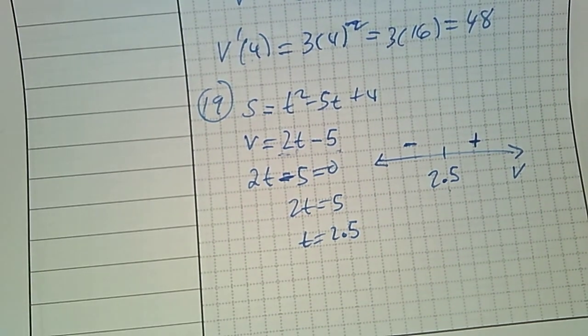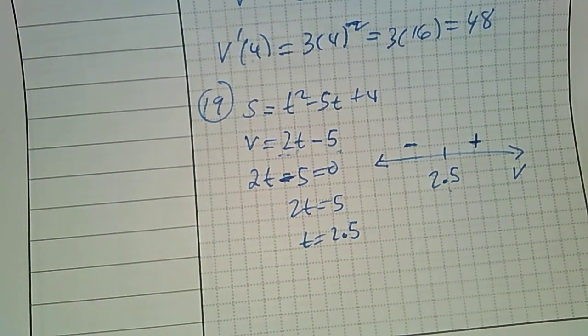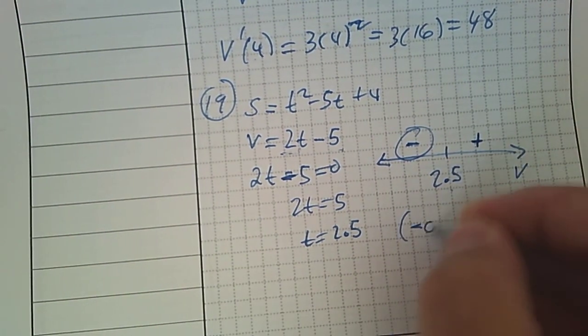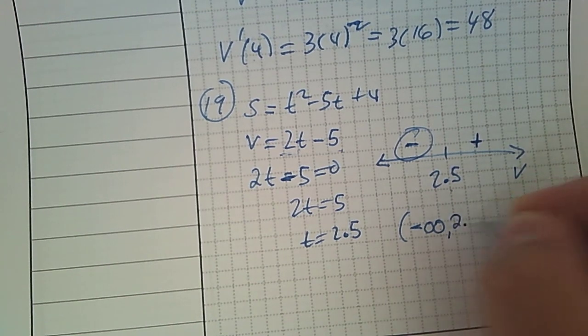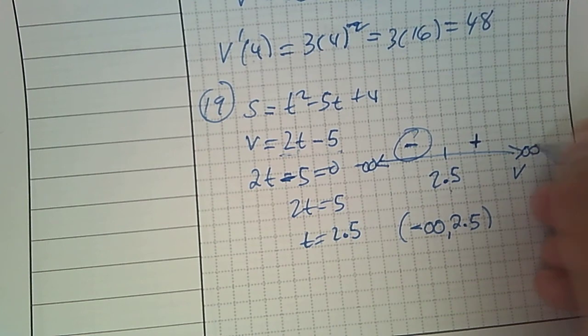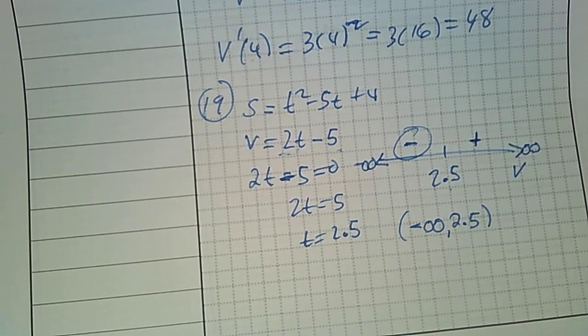So the question again is, when is the particle moving left? So that means negative. So the answer is from negative infinity to 2.5, the particle, so this is negative infinity to positive infinity. So from negative infinity to 2.5, the particle is moving left.